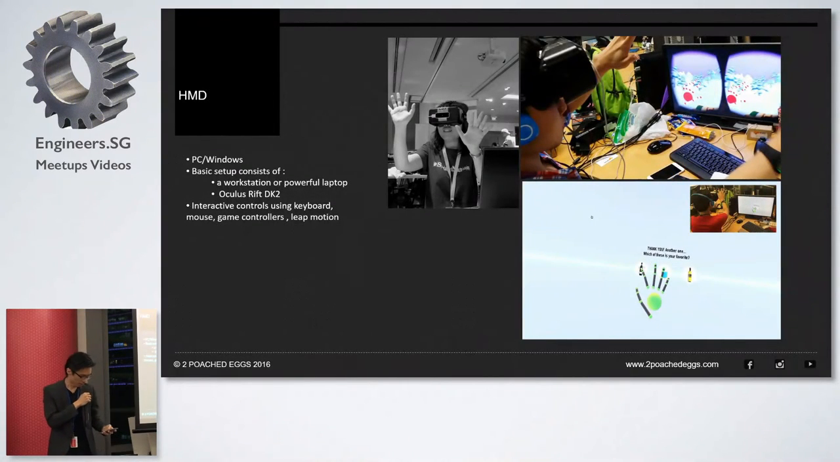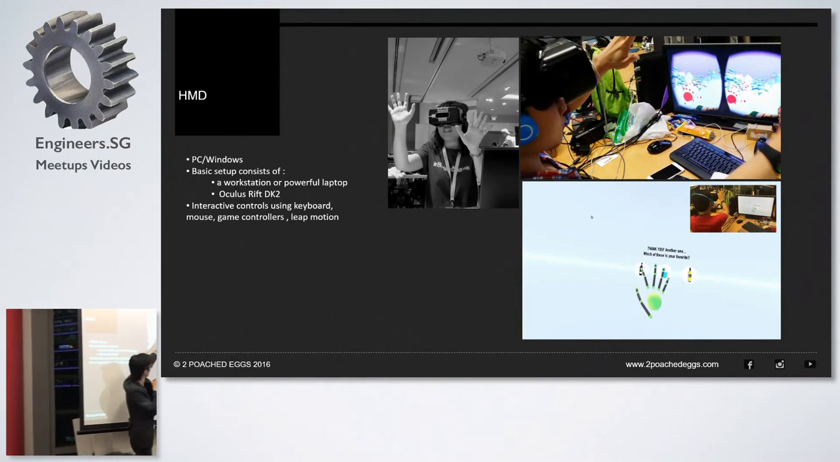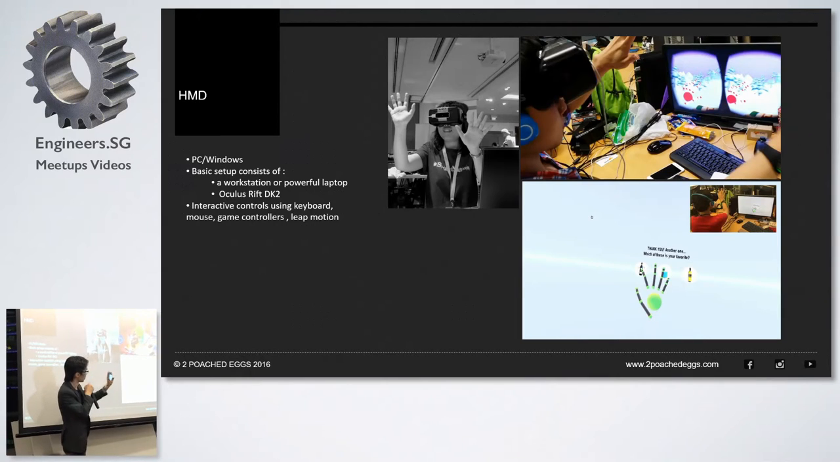So with that in mind, let's talk about the head-mounted displays, which are all the rage right now. So it consists of a powerful workstation, just like the cave systems, and a HMD device such as the Oculus Rift. So in this kind of scenario, you can see this person here, she's wearing the HMD. She's using a leap motion that's mounted in front of the HMD to detect her hand movements.